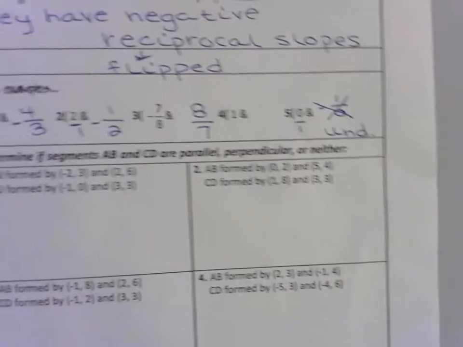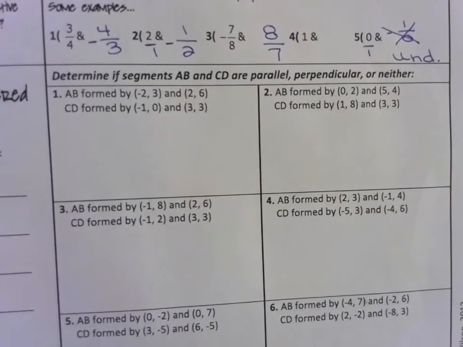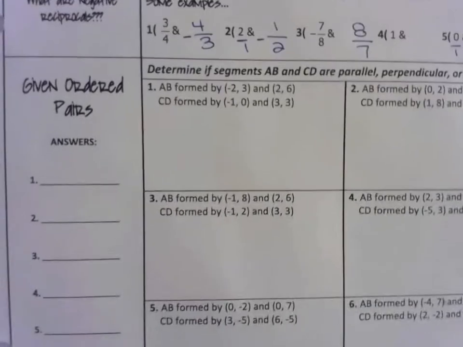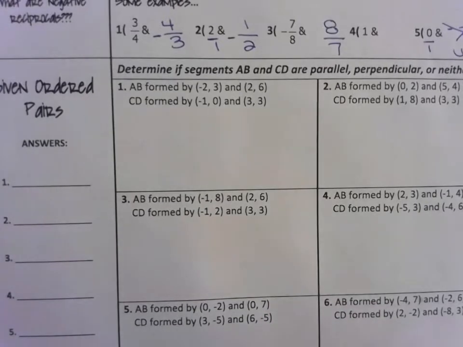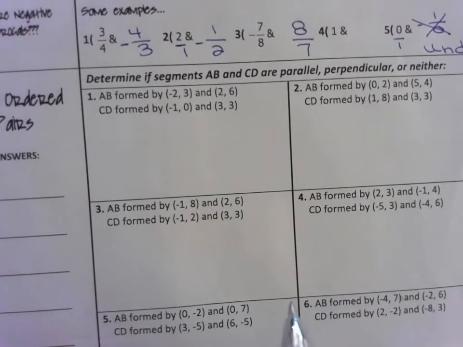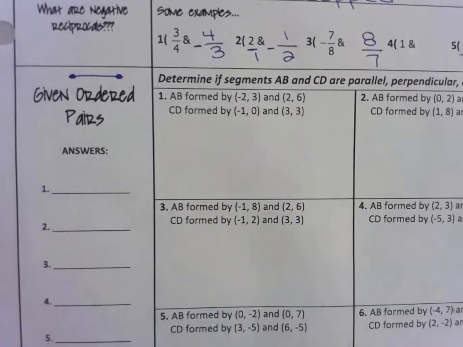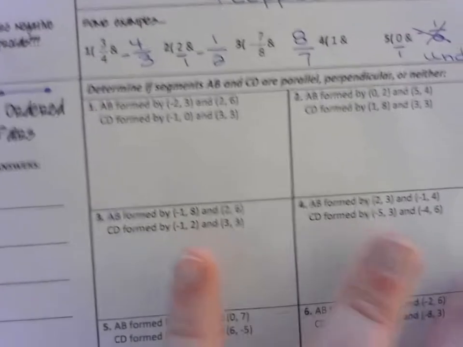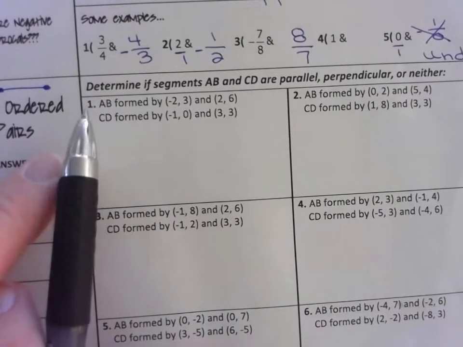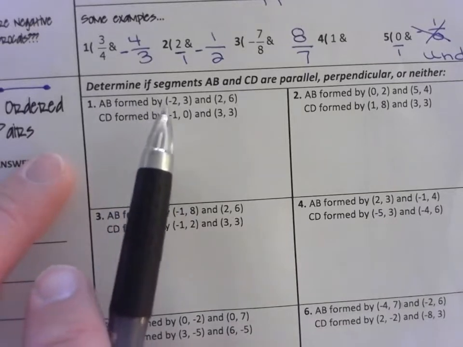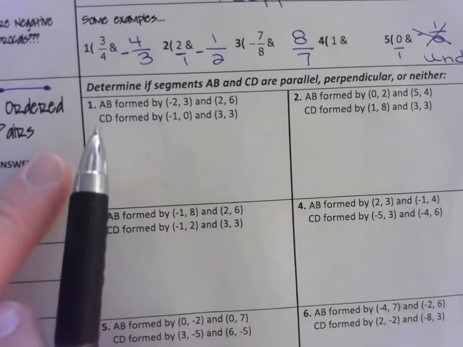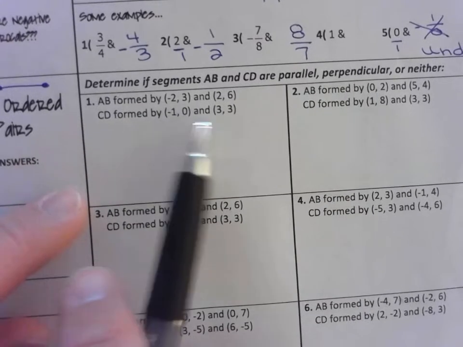Okay, now let's look at the next one. We're going to do a couple of these, and then I'll give you time to start the homework. So I want to determine if segments AB and CD are parallel, perpendicular, or neither. When I talk about a segment, all I mean is a line segment. You'll look more into it when you get to geometry. But a segment is just basically a line with 2 ending points. Segment AB is formed by the ordered pairs -2, 3 and 2, 6. And then segment CD is formed by -1, 0 and 3, 3.